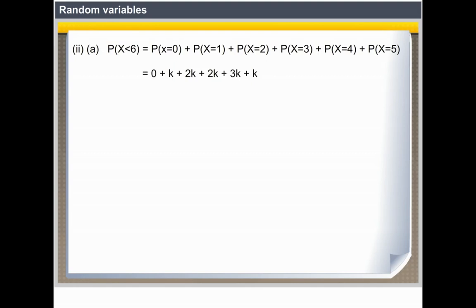0 plus k plus 2k plus 2k plus 3k plus k square. We get k square plus 8k. Then the final value is 1 by 100 plus 8 by 10 equal to 81 by 100.